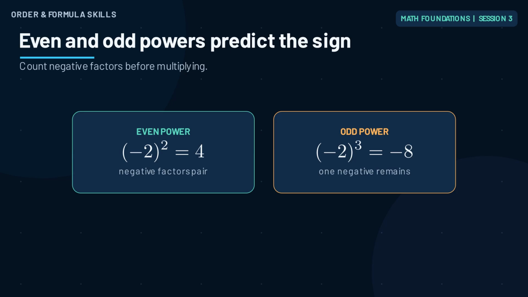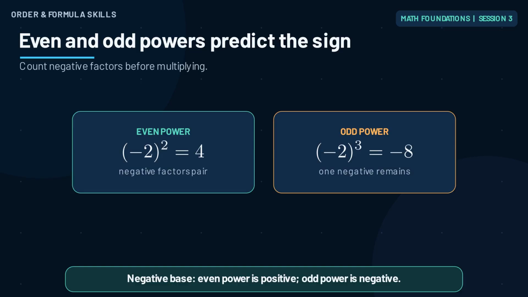More generally, a negative base raised to an even whole number power is positive. A negative base raised to an odd whole number power is negative. This pattern lets you predict the sign before you multiply, which is especially helpful on a calculator.